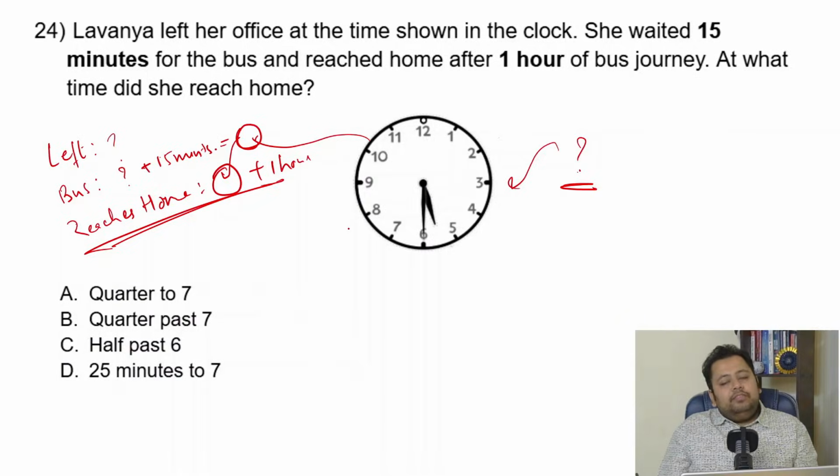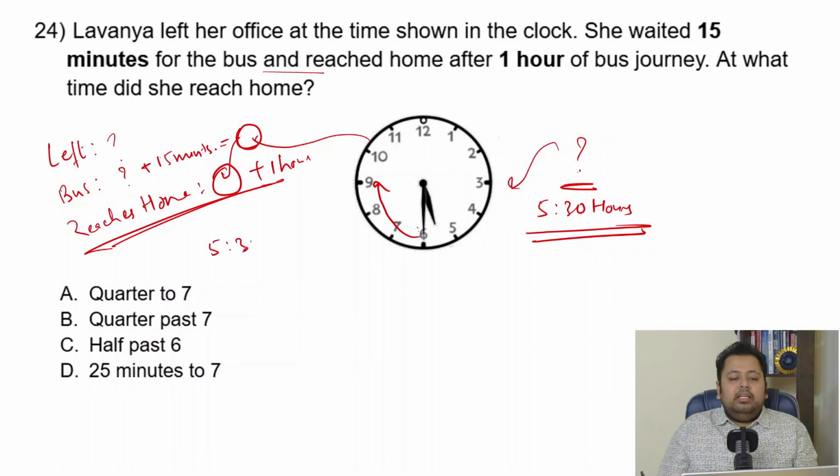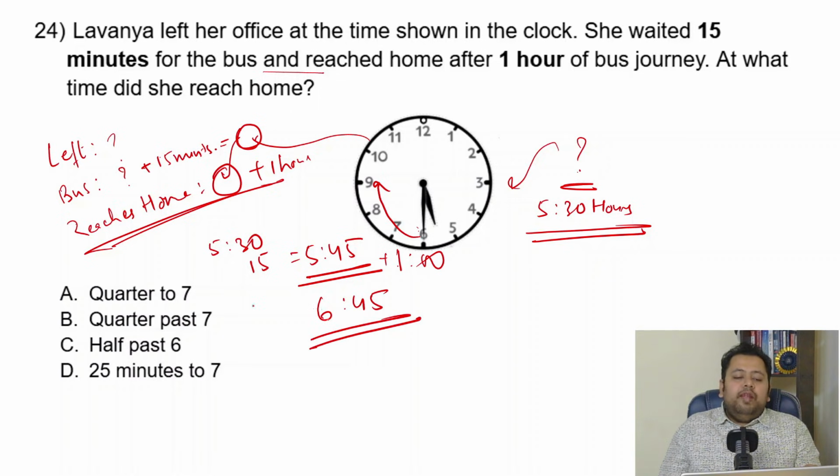Great. So at what time does she leave the office? If you just look at the watch, it is 5:30, correct? She waited 15 minutes for the bus. So from 5:30, if you add 15 minutes, it is 5:45. Till 5:45 she waited for the bus and then she boarded the bus. Then she took 1 hour to reach home. So plus 1 hour will be 6:45. Now find out from the options what is 6:45.